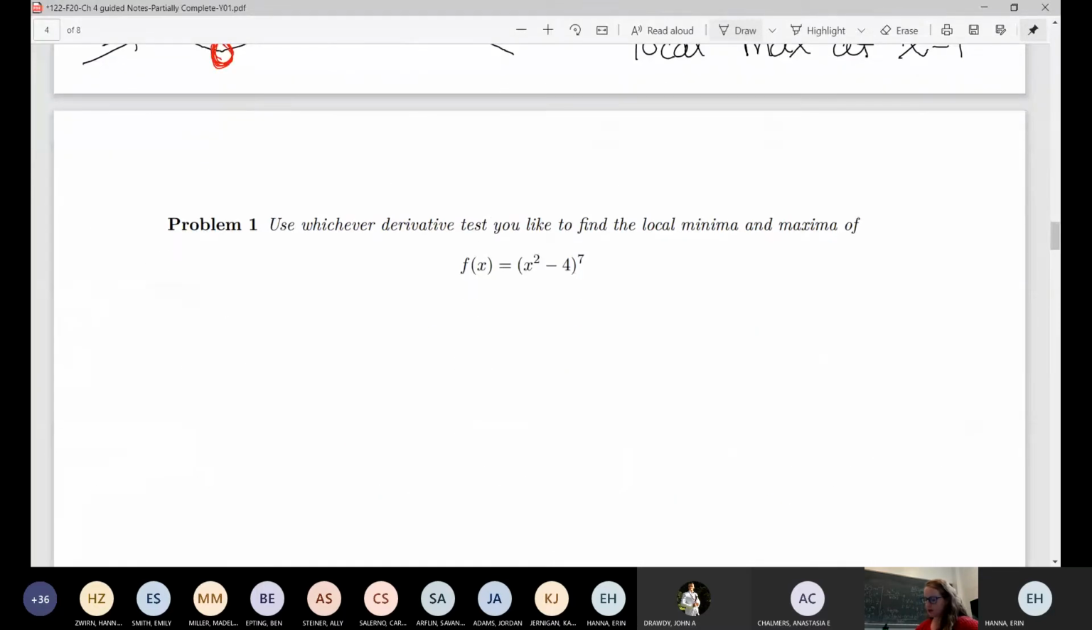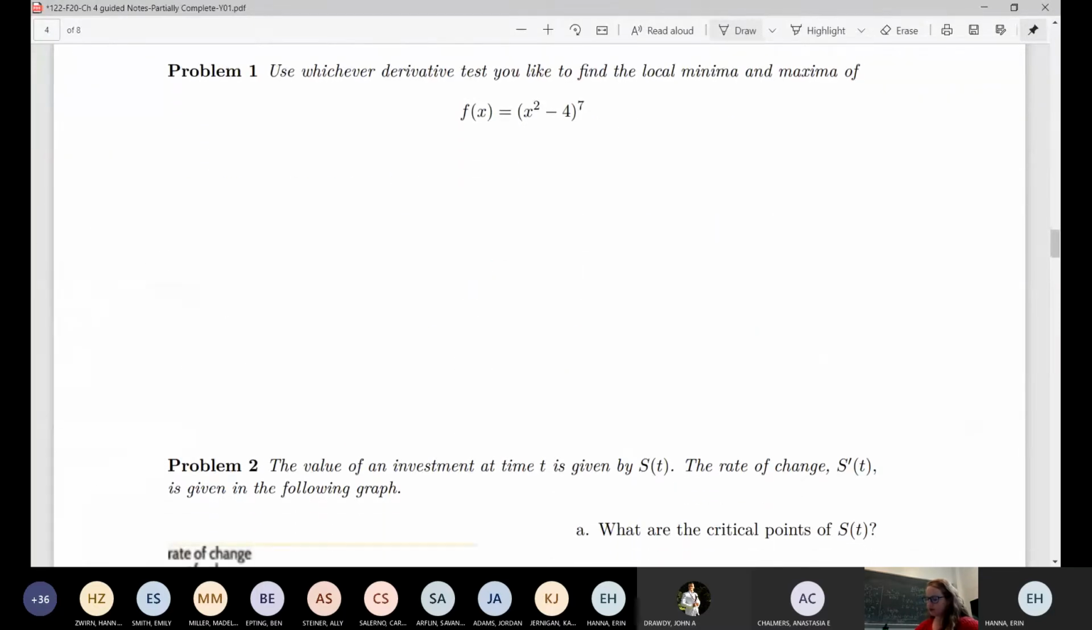So let's do one more. Well, one more for right now. Do a couple more later if we have time. Use whichever derivative test you like to find the local minima and maxima of this function here. I'm probably going to default to the first derivative test, not only because it's probably what most of you are going to use anyway, but also in this case, let's remind ourselves what that looks like because we haven't done it in a while.